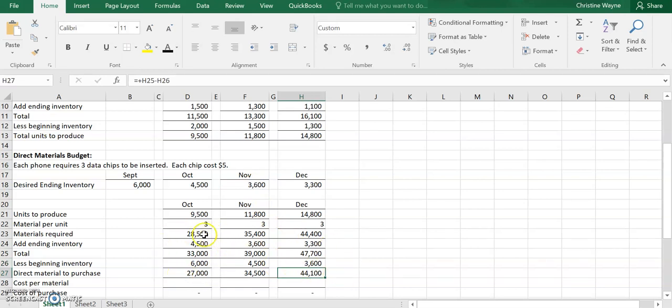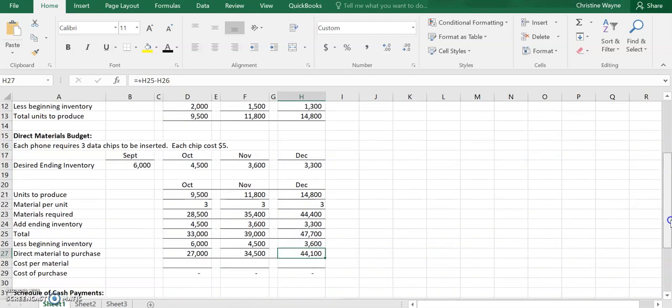Now you'll notice that all of these numbers are based on the materials required. We're talking about our materials that we needed, not the number of units we need to produce. Because now we know how much material we need to purchase. All we have to do is go in and say, each of these materials cost us $5. This is coming from the example. We're going to multiply that out to see how much this is going to cost us each month.